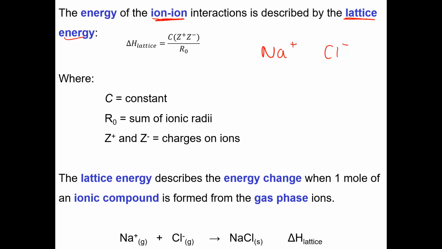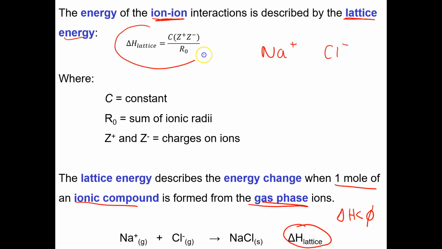So the lattice energy describes the energy change when 1 mole of an ionic compound is formed from the gas phase ions. And it's normally a really big negative number because, well, we're forming very strong ionic bonds. That's why it's big, and it's negative because it's bond forming, not bond breaking.